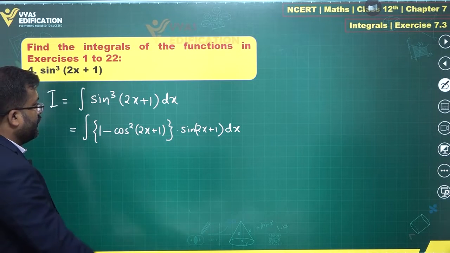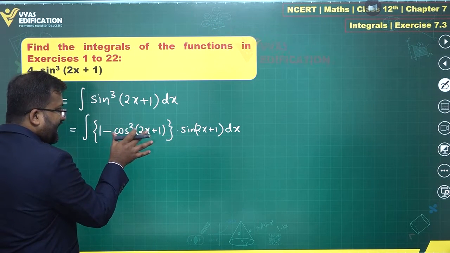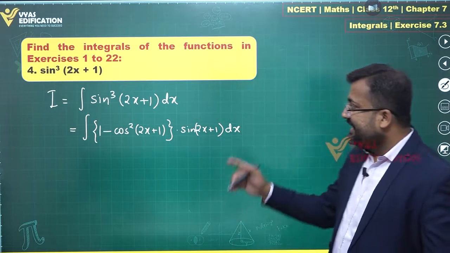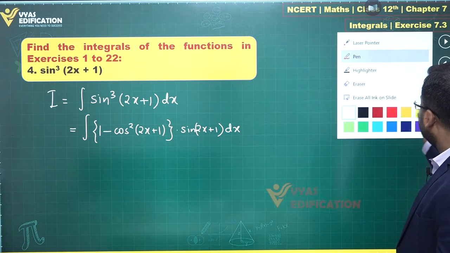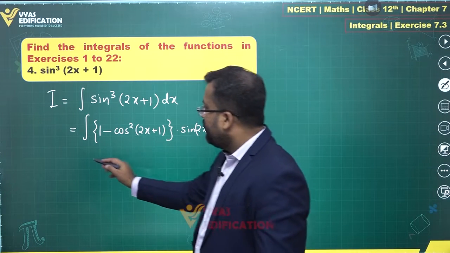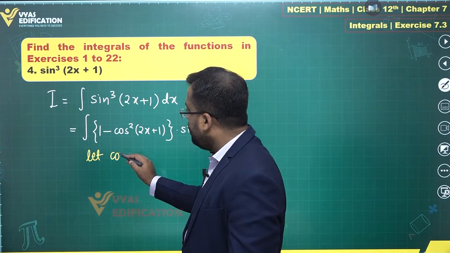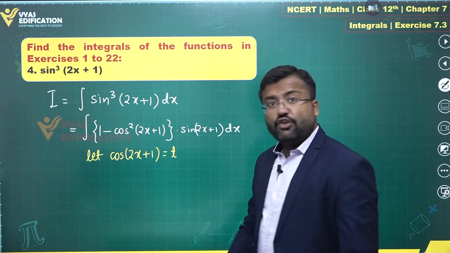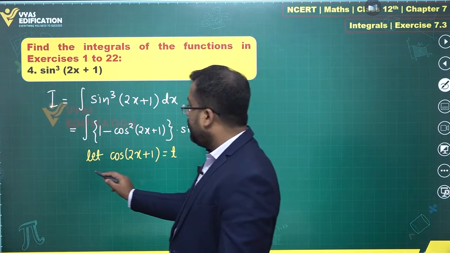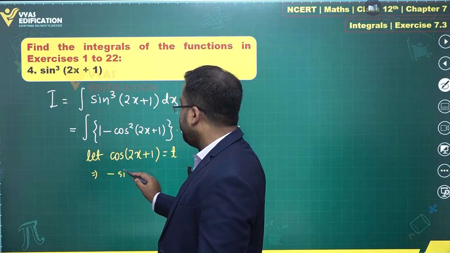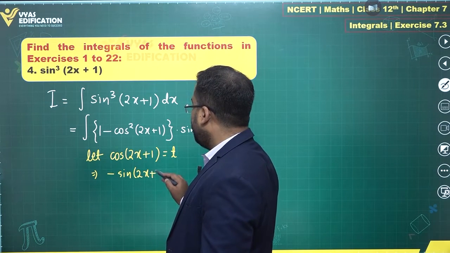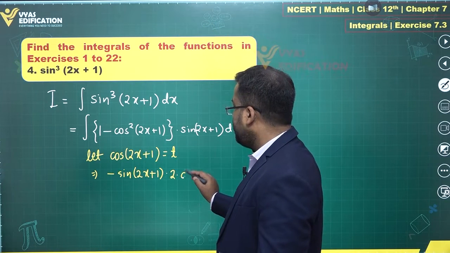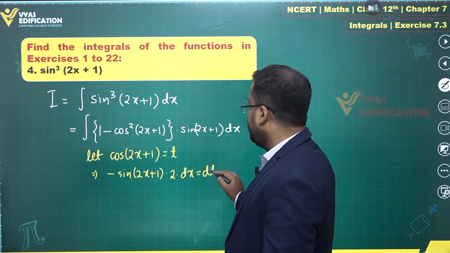What kind of substitution do we want to use? This is a complicated expression, but I can substitute cos of 2x plus 1 equals t. Once I do that, the derivative is waiting outside. Therefore, substitution will be useful. So what is the substitution? Let cos of 2x plus 1 be equal to t, a new variable t. So the derivative of cos is minus sine of 2x plus 1. Then you need to differentiate this 2x plus 1 since we are applying the chain rule. This is 2 times the derivative of x, equal to dt.